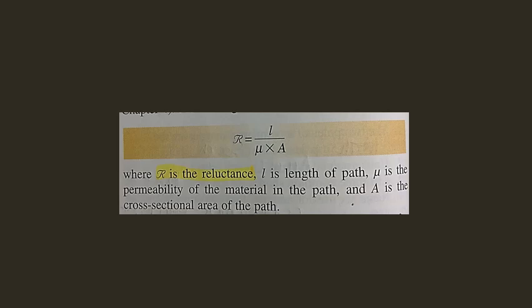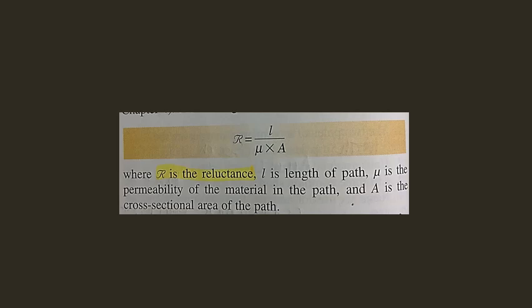The factors determining the resistance in a magnetic circuit can be compared to the factors affecting the resistance of electron flow in a conductor. For this, review chapter 4. So for the magnetic circuit, where R equals reluctance, as shown on your screen, L is the length of the path, mu is the permeability of the material in the path, and A is the cross-sectional area of the path.